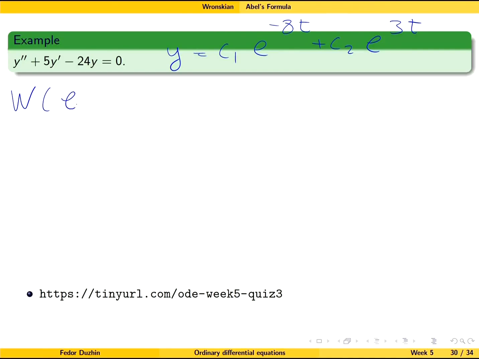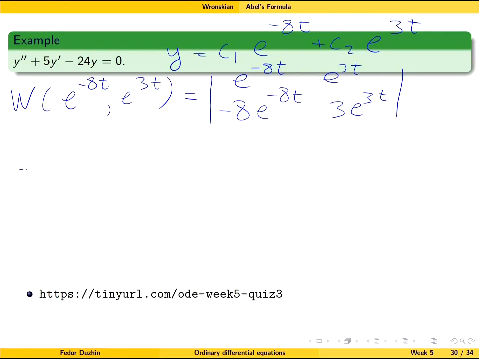Let's find the Wronskian of e to the minus 8t and e to the 3t. This will be the determinant of the matrix, where the first row is just these two functions, e to the minus 8t and e to the 3t, and the second row is the derivatives of these two functions, minus 8 e to the minus 8t and 3 times e to the 3t. Okay, so now what we are going to get is 3 times e to the minus 8t plus 3t, which is minus 5t, minus minus 8, so plus 8 e to the minus 5t, equals 11 e to the minus 5t.